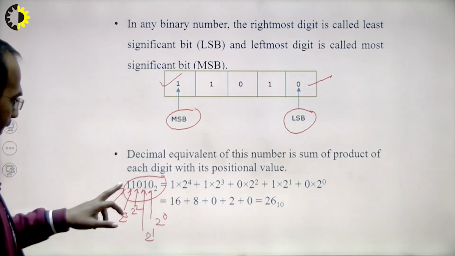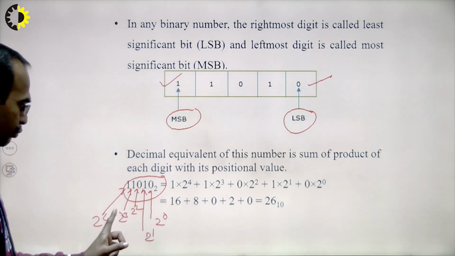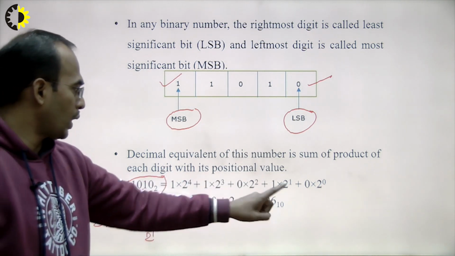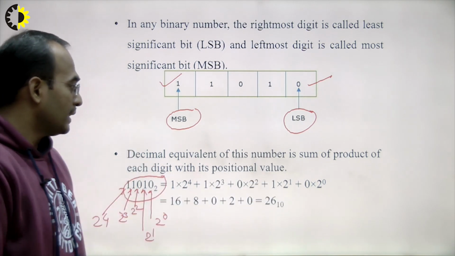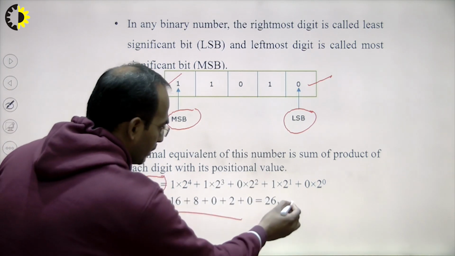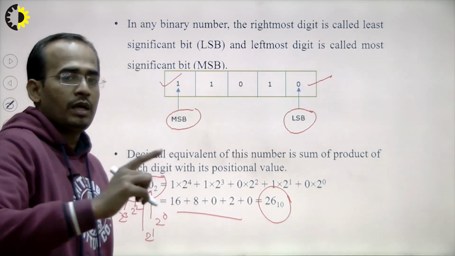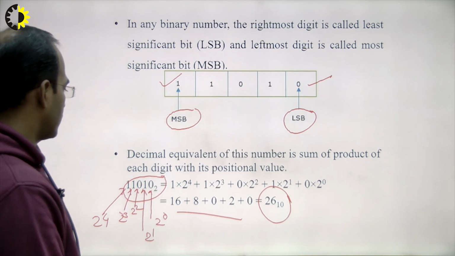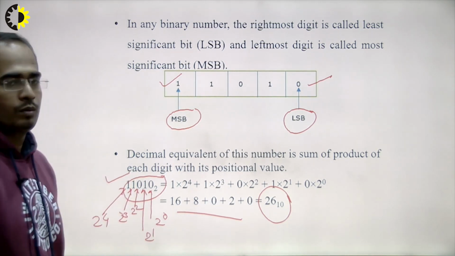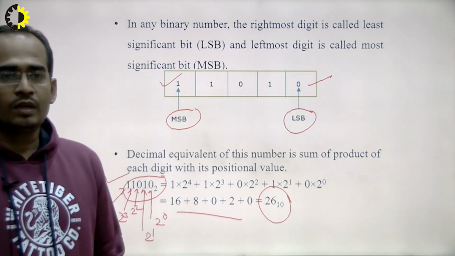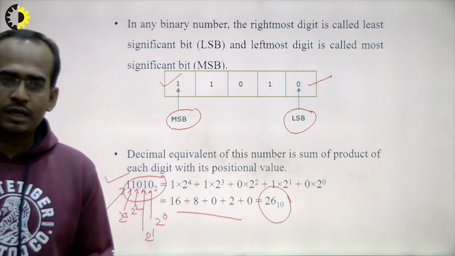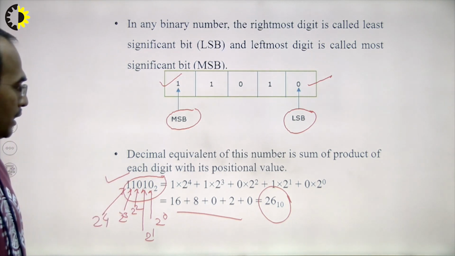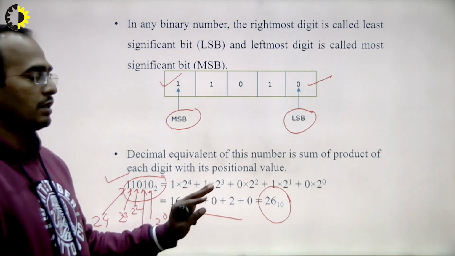So, you can directly write here 1 into 2 to the power 4 plus 1 into 2 to the power 3 plus 0 into 2 to the power 2 plus 1 into 2 to the power 1 plus 0 into 2 to the power 0. The addition of this will give you the decimal equivalent of the binary number 11010. Similarly, we can convert the decimal number system into the binary number system. I will discuss how you will convert the decimal number system into the binary number system.